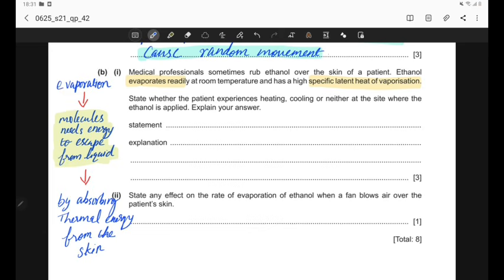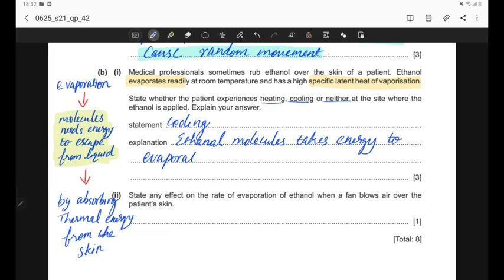from the skin. Since it is a 3-mark question, we should write the answer with 3 important statements. So first statement, we should mention whether it is heating, cooling or neither, and we have already seen it will have a cooling effect. And we need to give an explanation. Therefore, we can write down ethanol molecules take energy to evaporate. And for this, the thermal energy is taken from the skin.